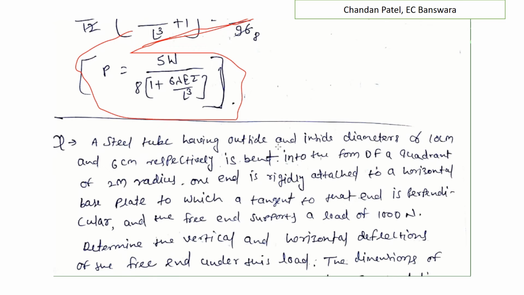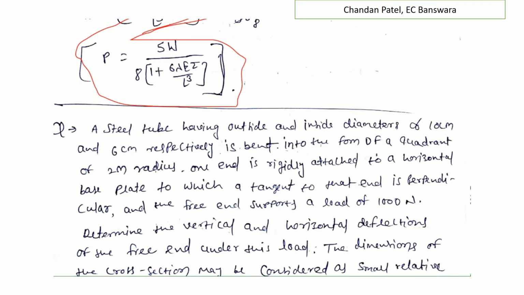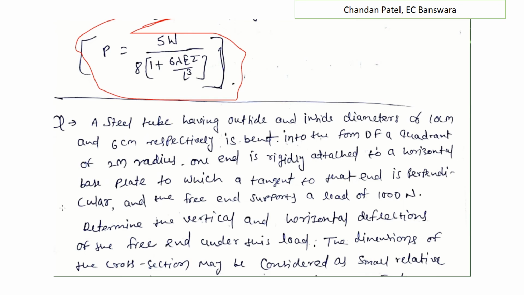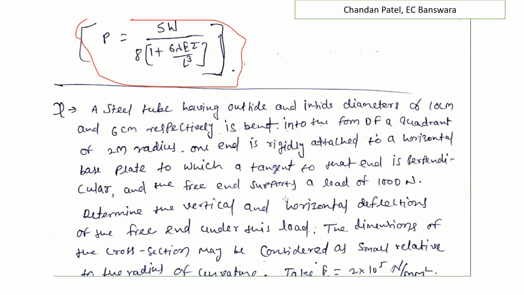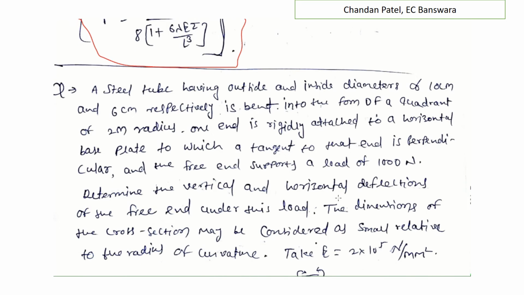A steel tube having outside and inside diameters of 10 centimeter and 6 centimeter respectively is bent into the form of a quadrant of 2-meter radius, and the end is rigidly attached to a horizontal base plate to which a tangent to that end is perpendicular, and the free end supports a load of 1000 Newton. Determine the vertical and horizontal deflection of the free end under this load. The dimension of the cross section may be considered as small relative to the radius of the curvature. Okay, take E equals to 2 into 10 power 5 Newton per mm square. From the figure, there is a quadrant.